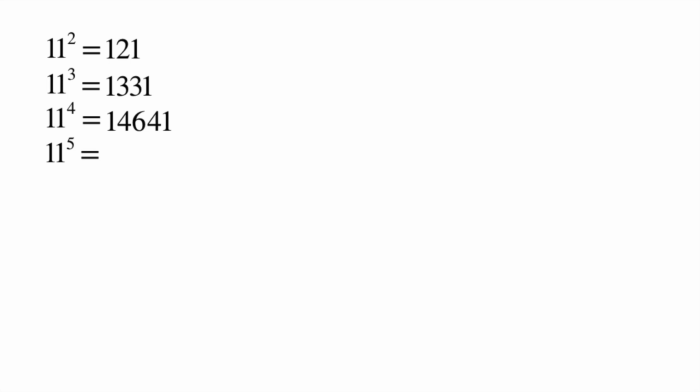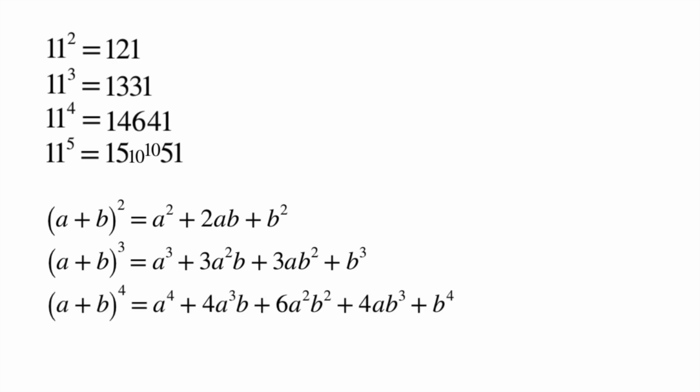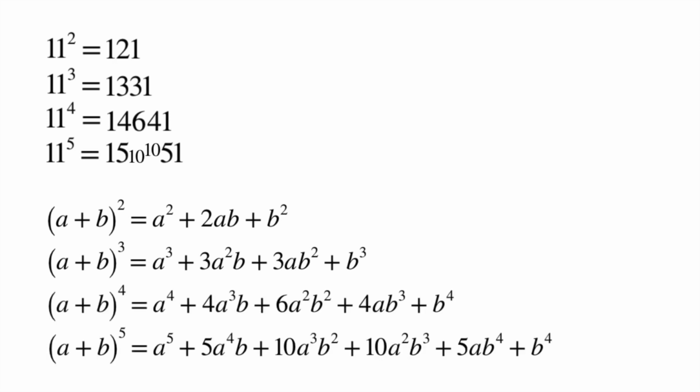You already know 11 squared is 121. 11 cubed, 1331. 11 to the 4, 14641. These are the skeletons of binomial expansions, known as Pascal's triangle. Even forgetting them, you can get them easily.